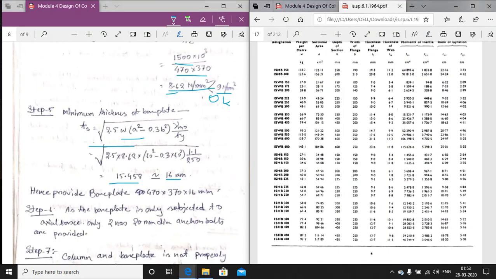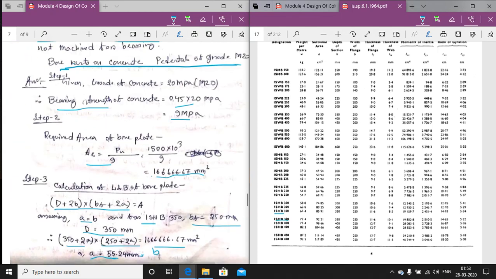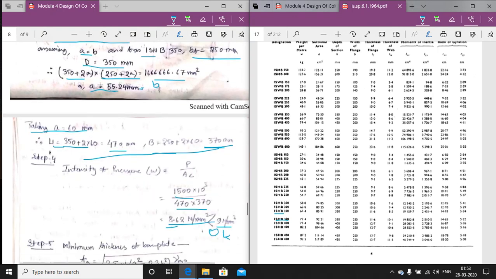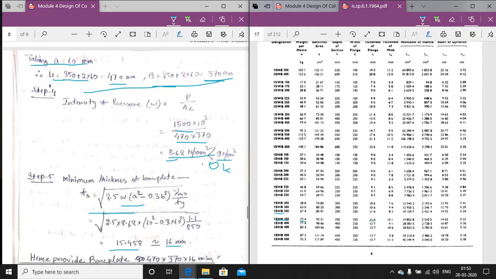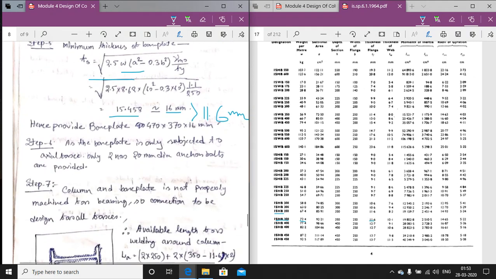Now I have opened the table here. So this is ISHB 350. Okay, this is 350. So here we have taken ISHB 350. For that, the TF, that is the thickness of the flange, is equal to 11.6 mm. So 16 mm is greater than 11.6 mm. Hence okay, so hence provide a base plate of that much thickness and that much area.